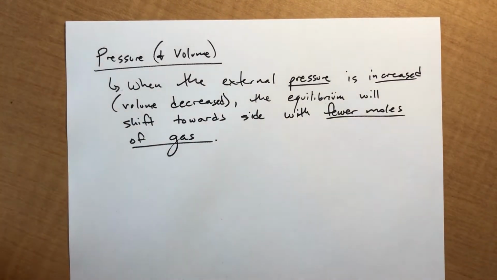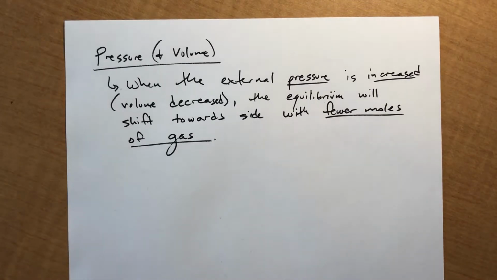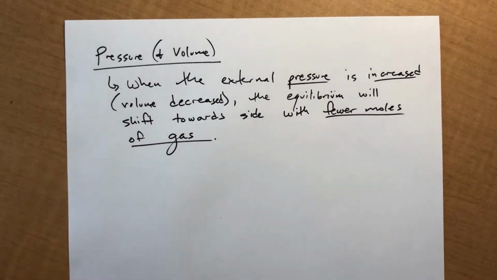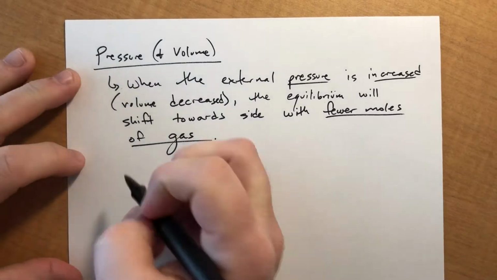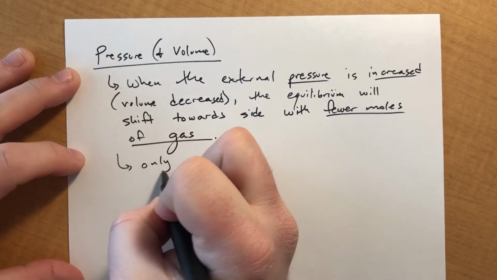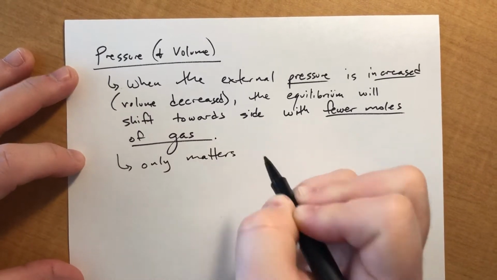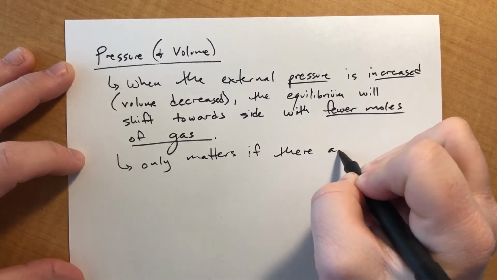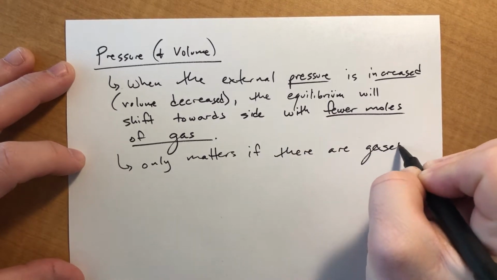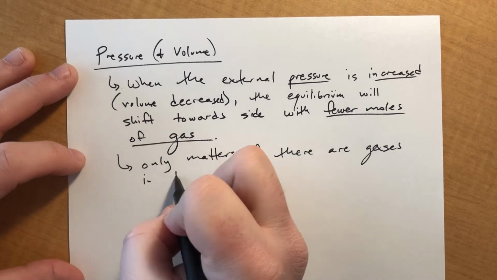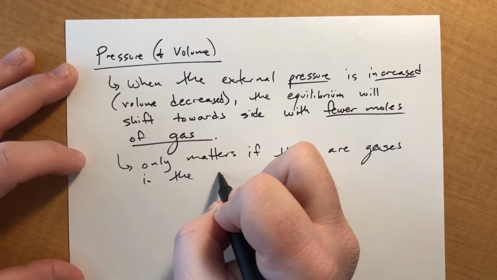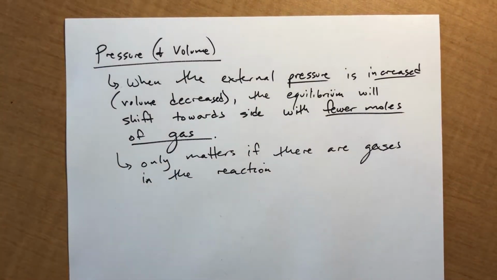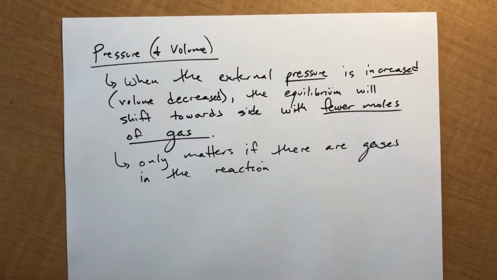The opposite of this is also true. So if you decrease the pressure, it'll shift to the side with more moles of gas. All of this only matters if there are gases in the balanced equation, or gases in the reaction, I suppose. Okay. This one's pretty straightforward, honestly. Let's look at an example.